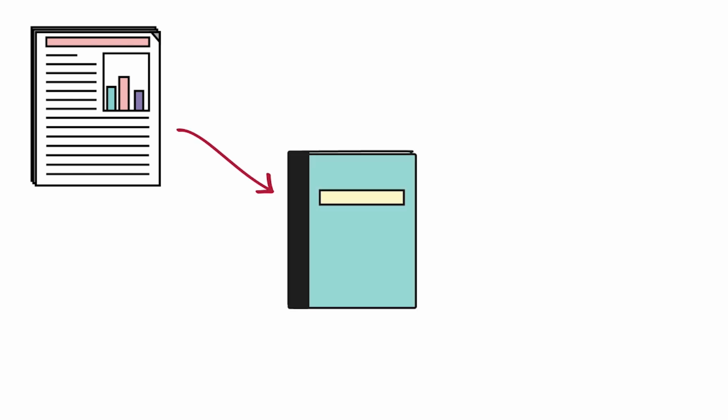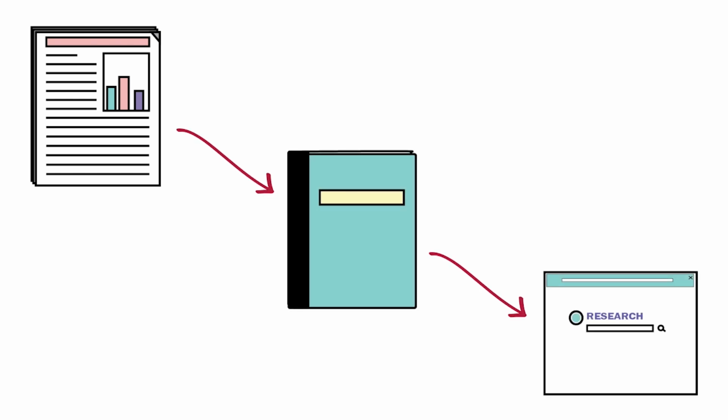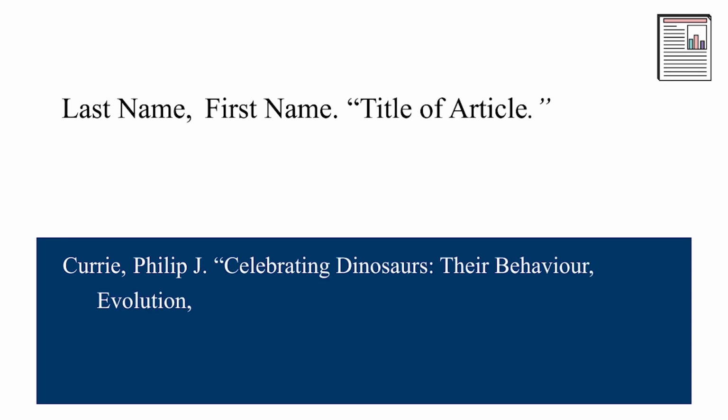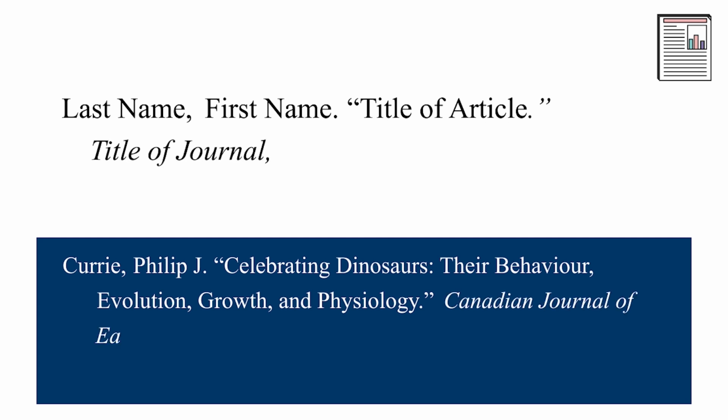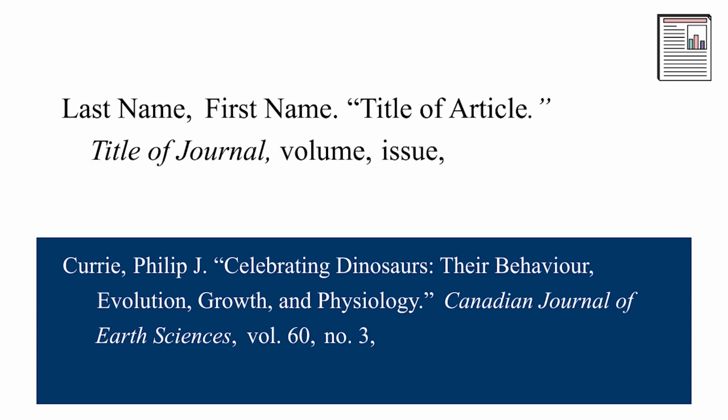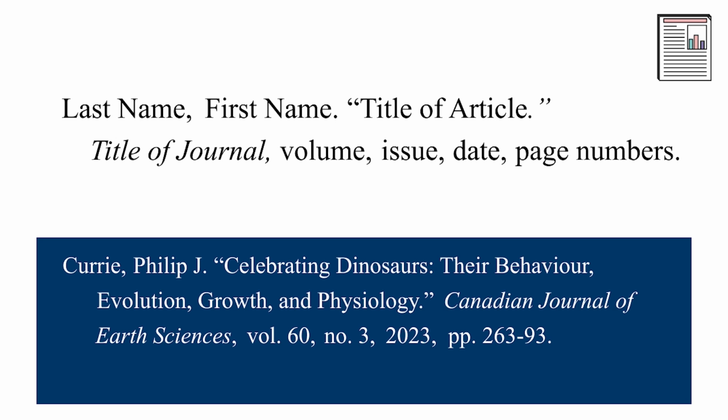Citing an article gets a bit more complicated, since they often are within 2 containers. An article is inside of a journal, which is then inside of a database. First, we describe the article itself. Author last name, comma, author first name, period. Title of article in quotation marks, period. Then we describe container 1, the journal. Title of journal in italics, comma, volume number, comma, issue number, comma, date, comma, page numbers, period.